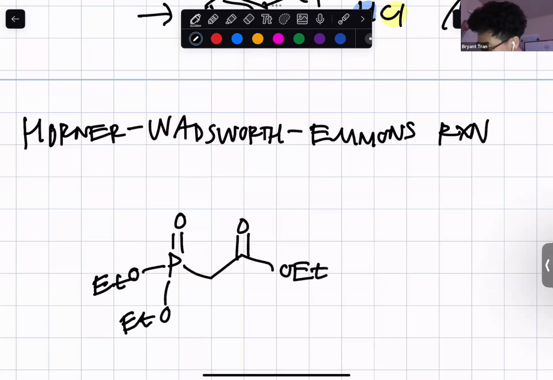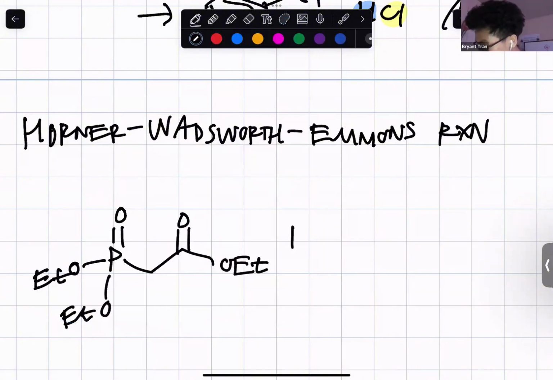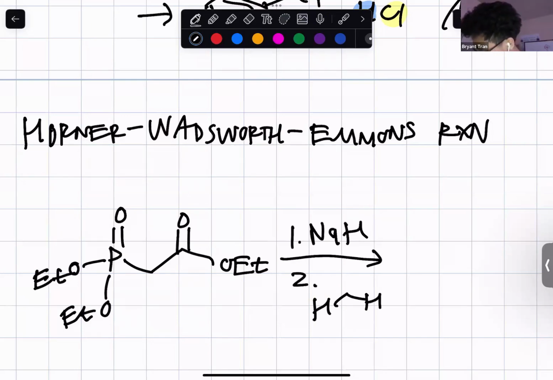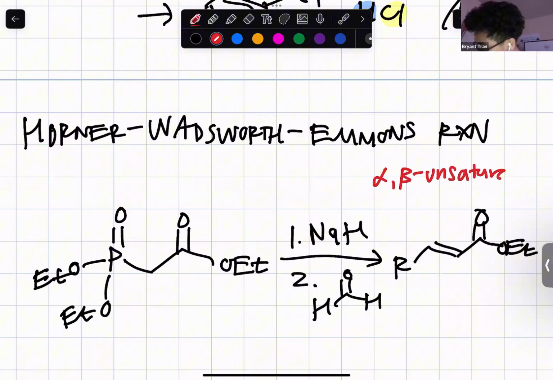Okay, and then the first step is a strong base, and a strong base example would be NaH. Second step is going to be an aldehyde, like this. Okay, and that gives you this, OEt, like that. This alpha, beta unsaturated carbonyl.